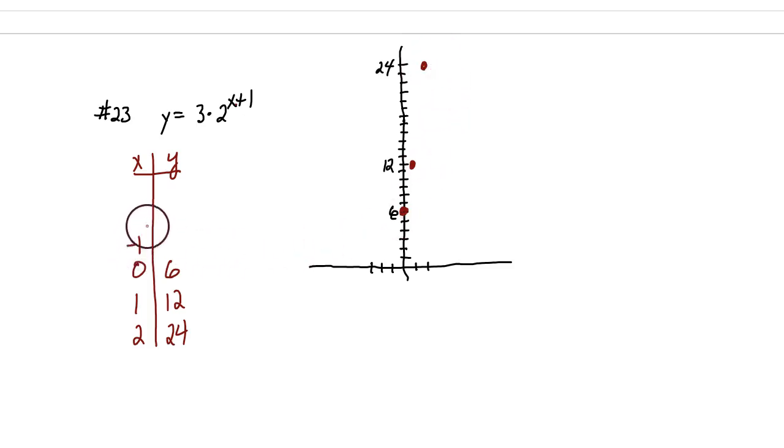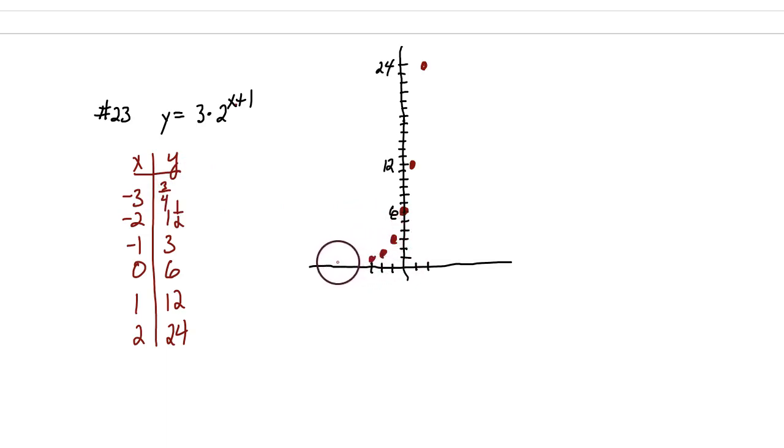Let's do some negatives as well. Negative 1 plus 1 makes a 0, 2 to the 0 is 1, and 3 times 1 is 3. So negative 1, 3. Let's use negative 2. Negative 2 plus 1 is negative 1, 2 to the negative 1 makes a half, and 3 times a half is 1.5. So negative 2, 1.5. Do you want to find even one more? We could put in negative 3. Negative 3 plus 1 is negative 2. 2 to the negative 2 is 1/4, and 3 times 1/4 is 3/4. So left 3, up 3/4.